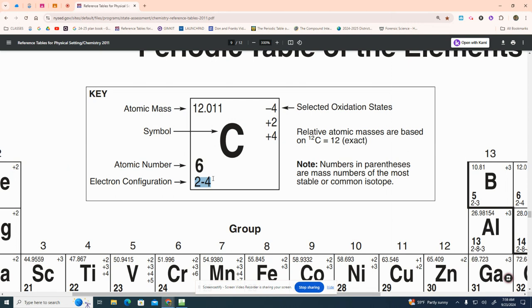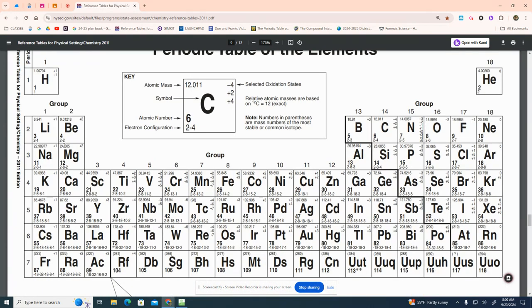You don't have to memorize the electron configuration because the electron configuration for every element is given to you. You see those 2 numbers right there? The first number represents how many electrons are in the first energy level. And the second number tells you how many electrons are in the second energy level. And if there were 3 energy levels, then there would be 3 numbers. I'm going to zoom out just a little bit so I can show you something really cool about the periodic table.